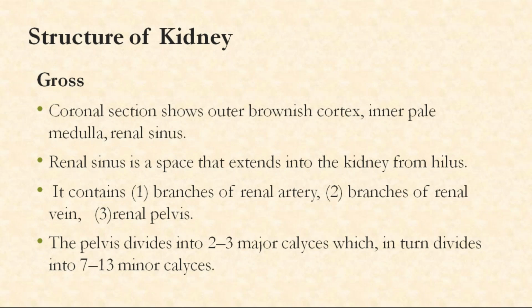Then the gross structure of the kidney. You know that a cross section consists of cortex, medulla and renal sinus. The cortex is usually the outer brownish cortex and the inner pale medulla. Then the renal sinus is a space that extends into the kidney from the hilum. It consists of renal artery, renal vein, and renal pelvis. The pelvis is again divided into 2 to 3 major calyces, which in turn divide into 7 to 13 minor calyces.